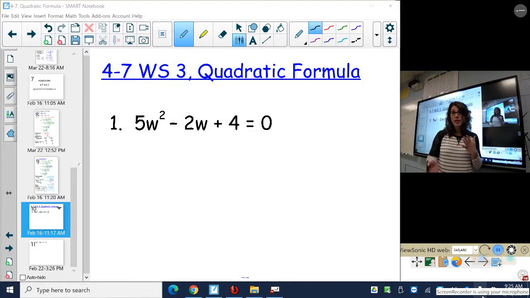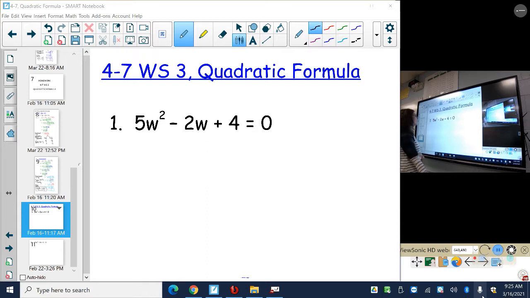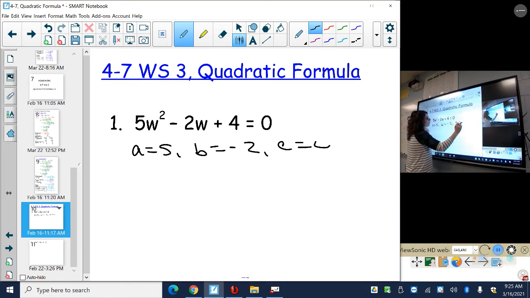Okay, we're going to go ahead and continue on, and we're going to do worksheet 3 from section 4.7. The directions are the same. So the directions say to go ahead and find your discriminant, your types of roots, and then what your actual roots are. So is this thing set equal to 0? Yes, it is. So A is 5, B is -2, and C is going to be 4.